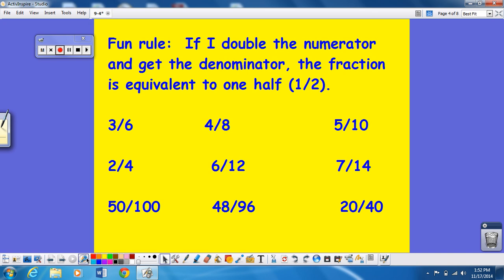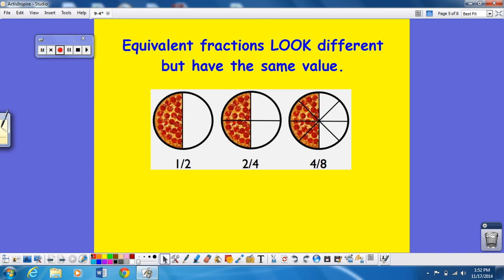Now this is just a fun rule I like to throw in every year. If I double the numerator and get the denominator, the fraction is equivalent to 1/2. So if you look at all these fractions, if I take the numerator and double it, I get the denominator, which tells you that every single fraction that you see on this page is equal to 1/2. So that's just a fun thing I like to throw in. Equivalent fractions do look different, but they all have the same value. If you notice this pizza, based on the way it's been cut, it looks like they're different, but all 3 of these portions of pizza are equal to 1/2.